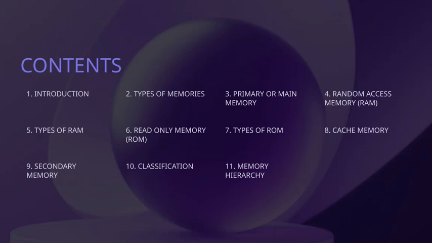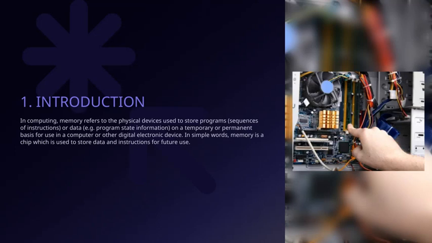Let's take a look at the contents of this presentation. We will start with an overview that includes the introduction, then move through the various types of memories, focusing on different categories like RAM, ROM, and cache memory. As we progress, we'll explore how these different types fit into the broader concept of memory hierarchy and classification. This structure will help us understand not only the individual components, but also how they work together to support computer performance and efficiency. So, let's dive into each section and see how they connect to give us a complete picture of computer memory systems.